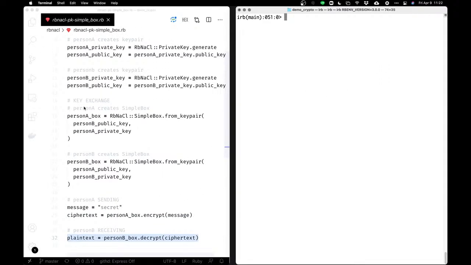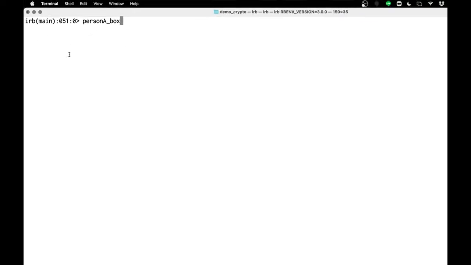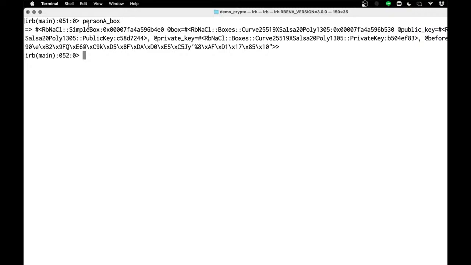Let's take a look at one of these boxes. Person A box. This is Alice's simple box, if you will. What's in here? Well, this is a type of simple box, and it's using, here's the box object. Ooh, what's going on here? Curve 25519 and Salsa20, Poly1305.